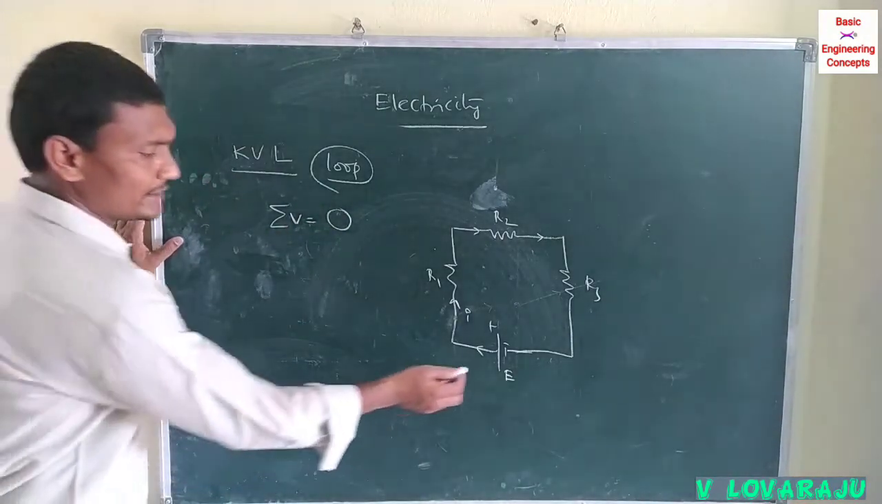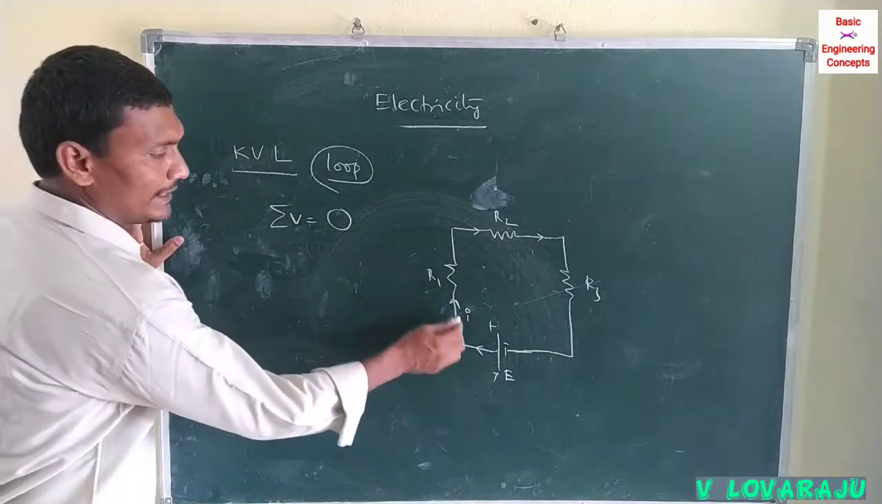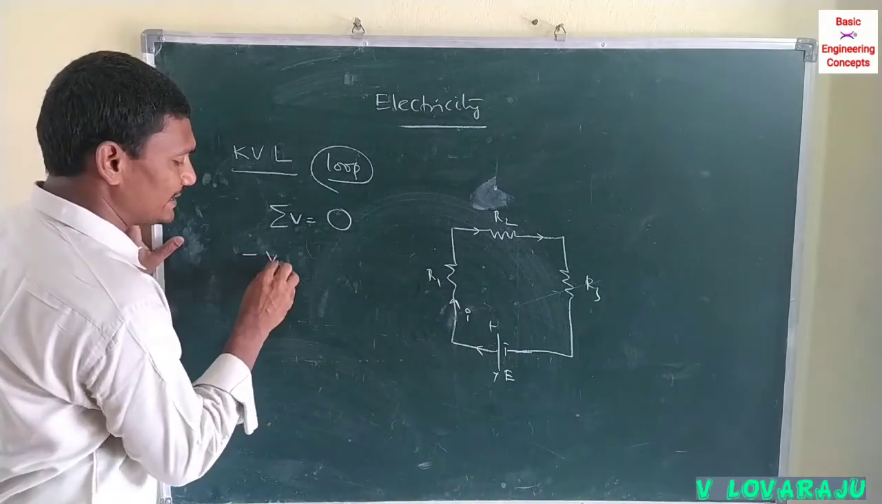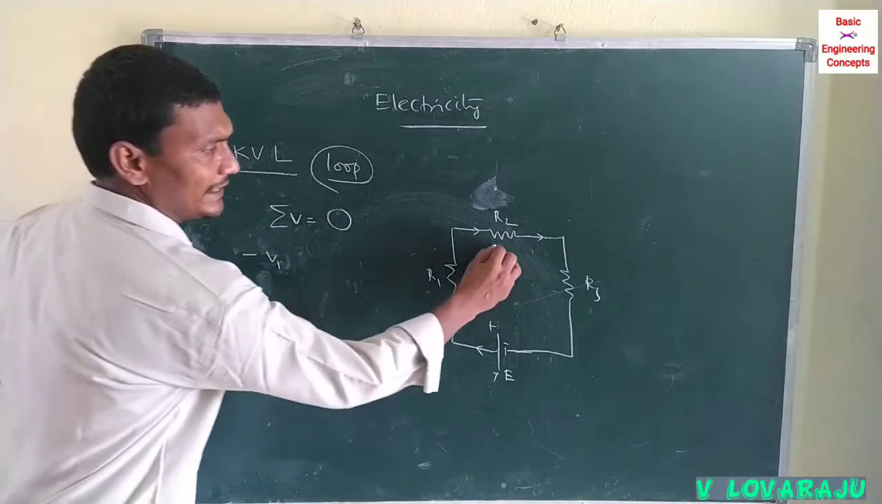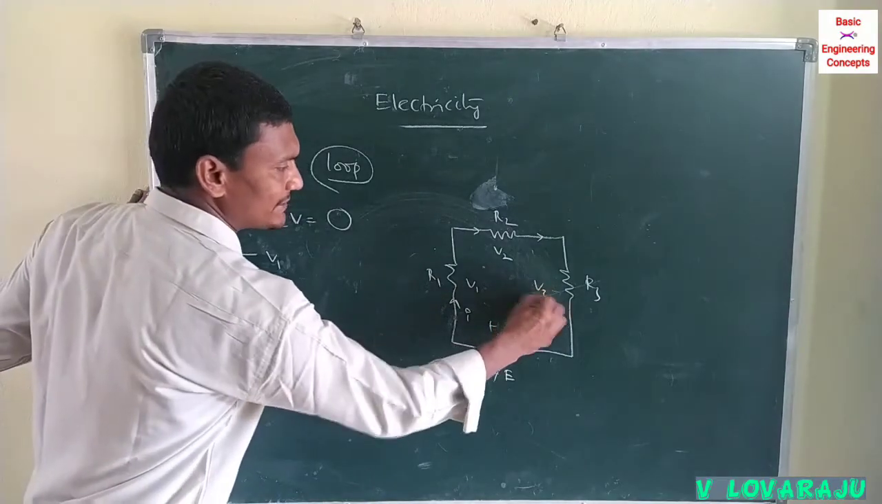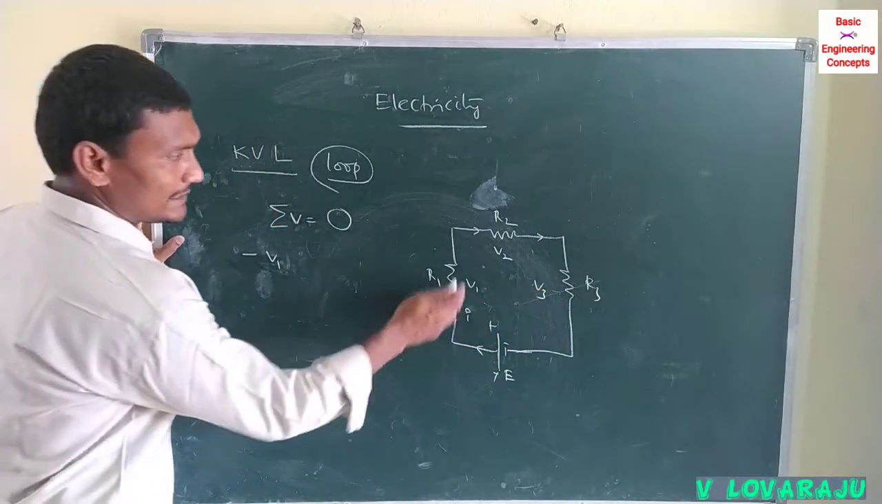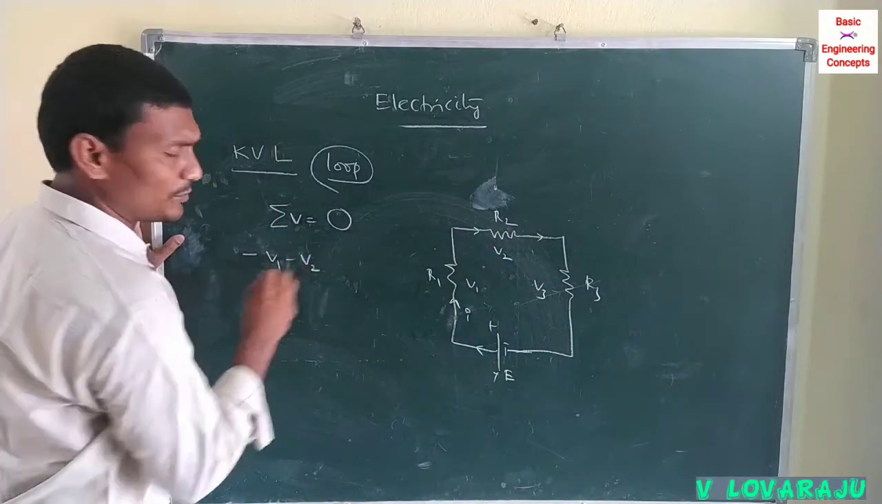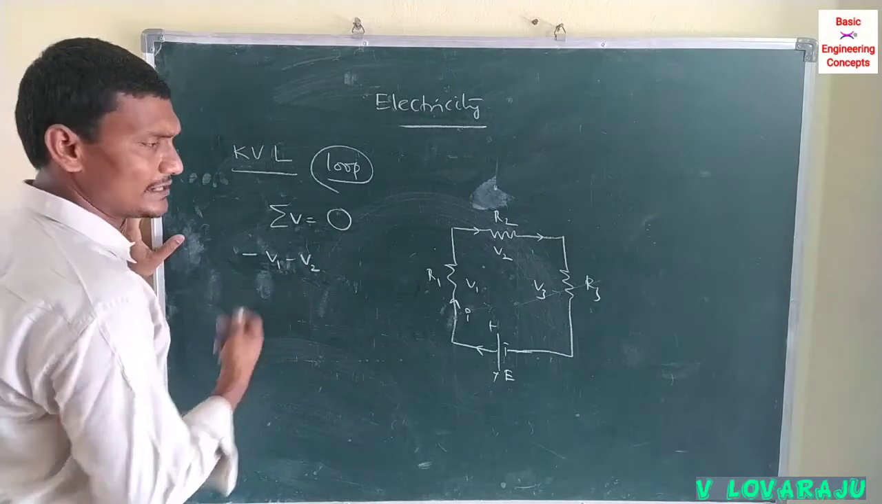We can apply that, starting from the positive terminal. In the direction of current it is negative, that is minus V1. Here the potential difference is V1, here the potential difference is V2, here the potential difference is, let it be, V3. In the same direction, the second resistor having potential difference V2 is also negative.